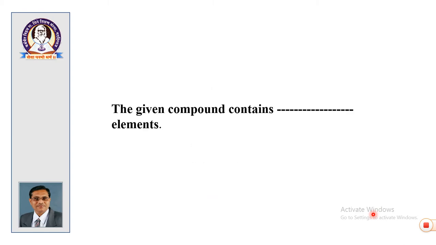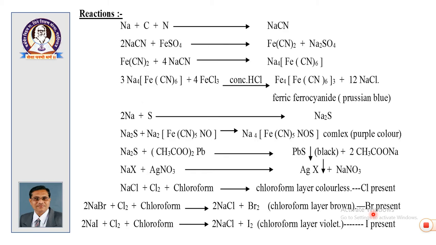The given result will be: the given compound contains dash elements. So carbon, hydrogen, and there is a consideration that oxygen is there or it is generated in the process. So CHO elements are the essential elements. Additionally, the element which is present in the above tests is to be reported. So the given compound contains CHO elements, or CHON elements, CHONS elements, CHO halogen elements, etc. You are going to report.